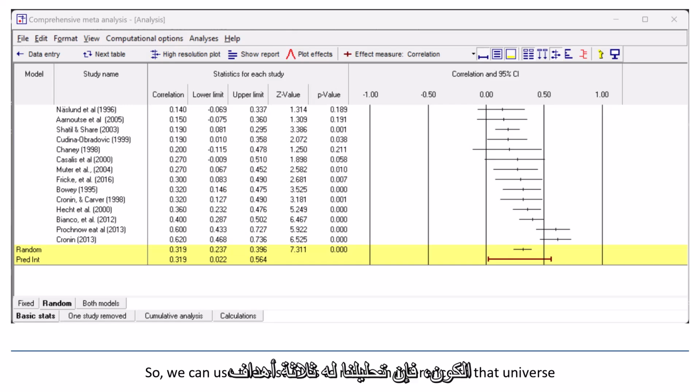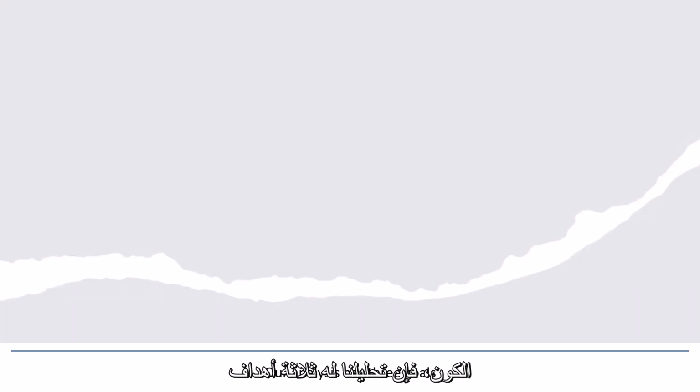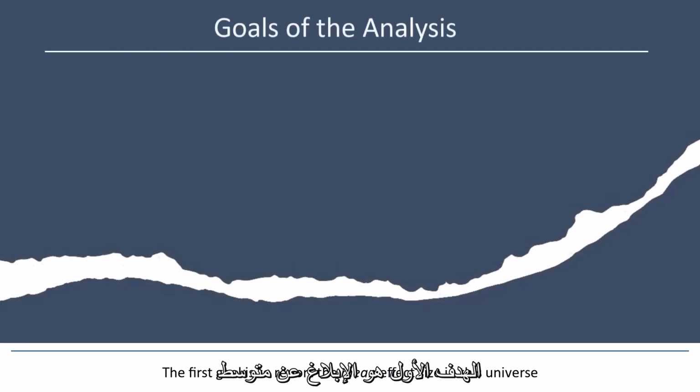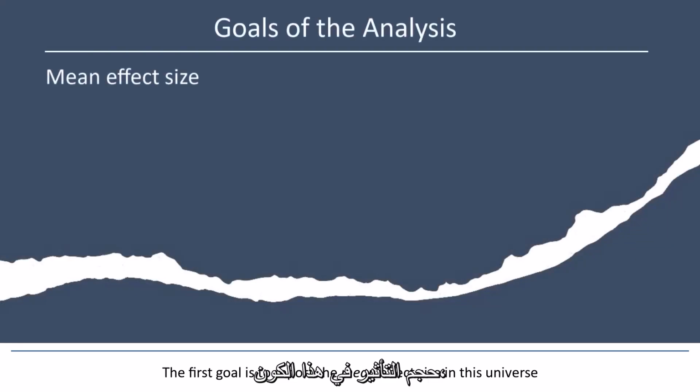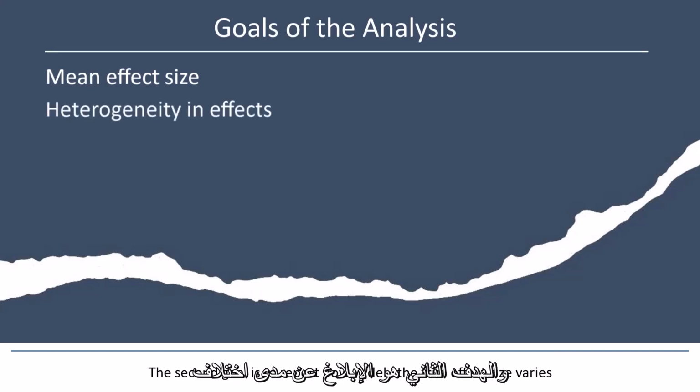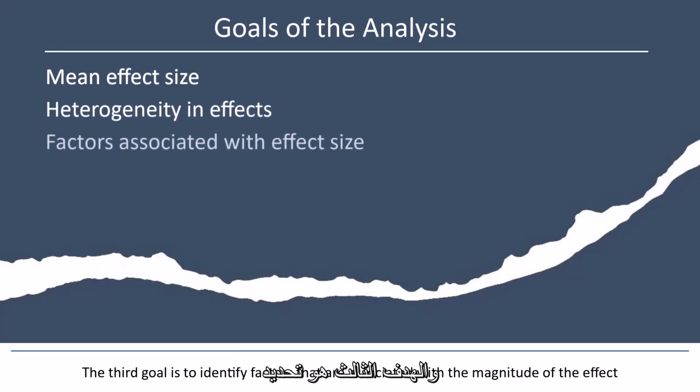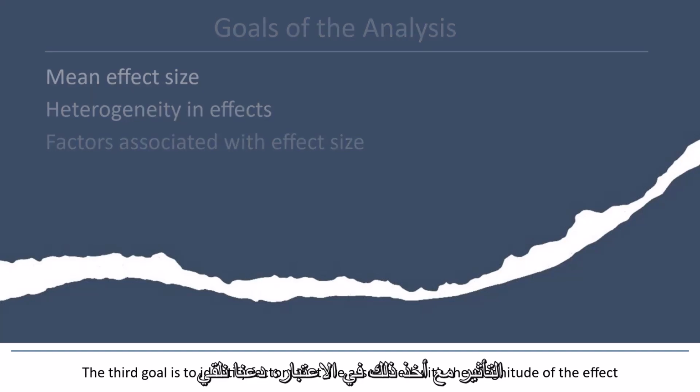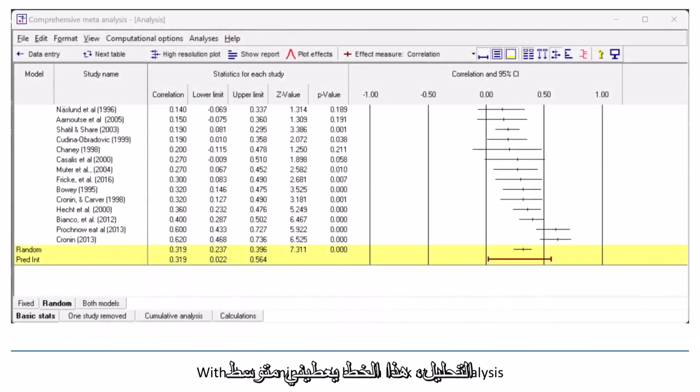universe. Our analysis has 3 goals. The first goal is to report the mean effect size in this universe. The second goal is to report how widely the true effect size varies. And the third goal is to identify factors that are associated with the magnitude of the effect. With that in mind, let's have a look at the analysis.